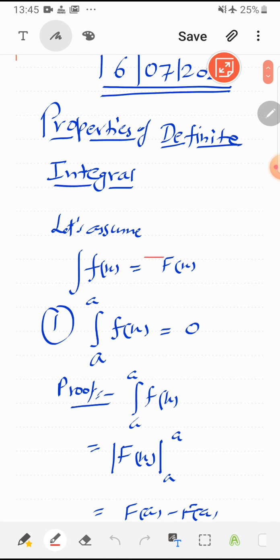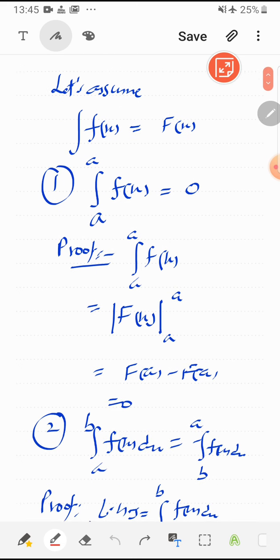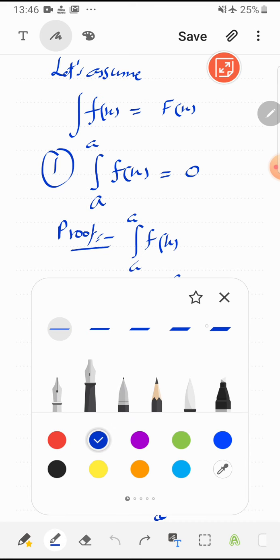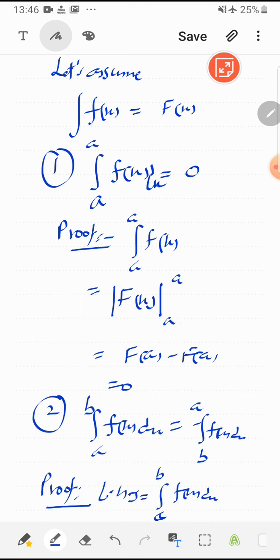For some properties, let us assume integral of small f of x is equal to capital F of x. This we will use in the proof of our result. So first is integral from a to a f of x dx is equal to 0. This is very obvious. Let us write small f of x has integral capital F of x, limits are a to a. Putting upper and lower limits, the terms will be cancelled, so the result is 0.